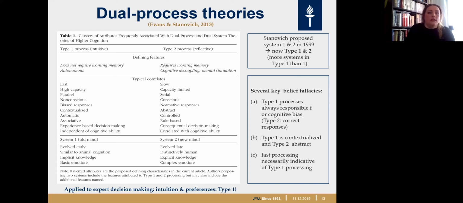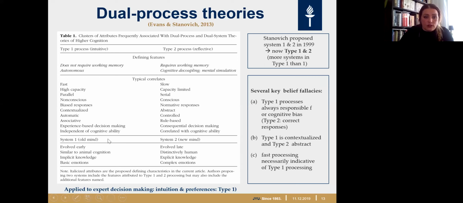There's this type 1 processing that is considered intuitive, fast, parallel, usually related to biased responses, and the majority of the processes occurring in our daily life are based on this type 1 processing. And then type 2 processing is more cognitively demanding, reflective, and it overrides type 1 processes when needed. And typical correlates are listed here.